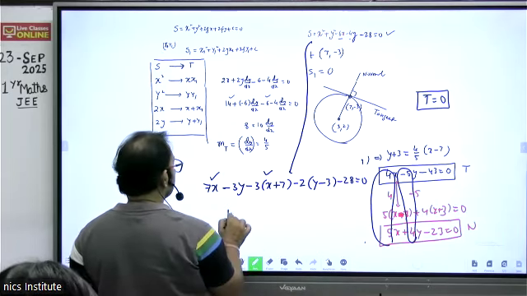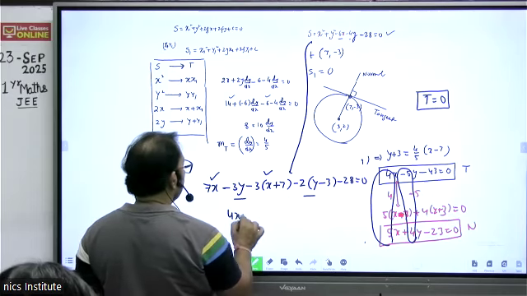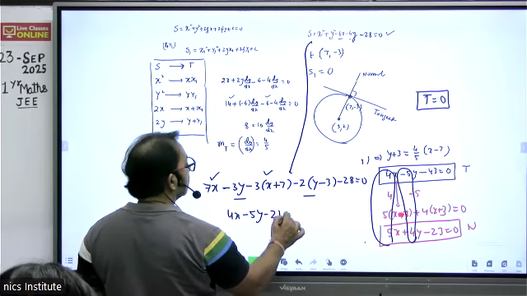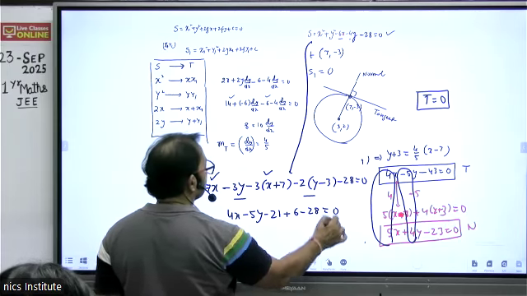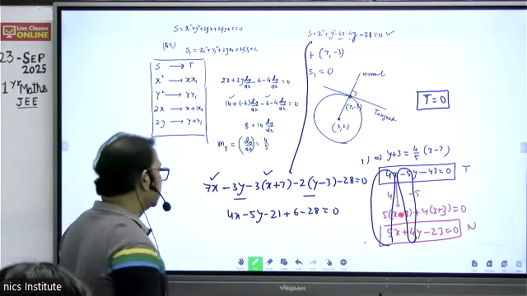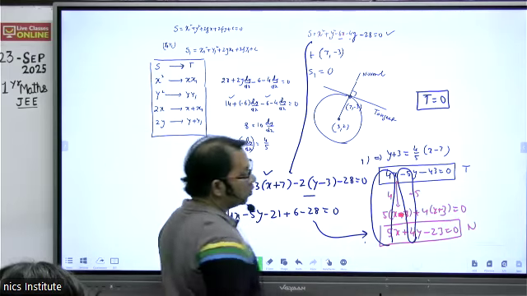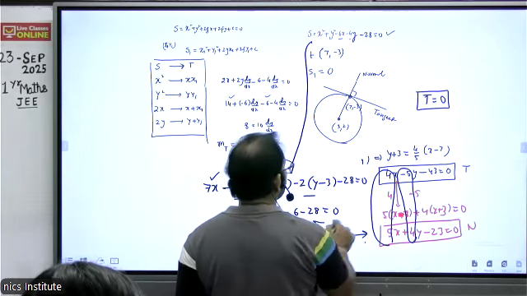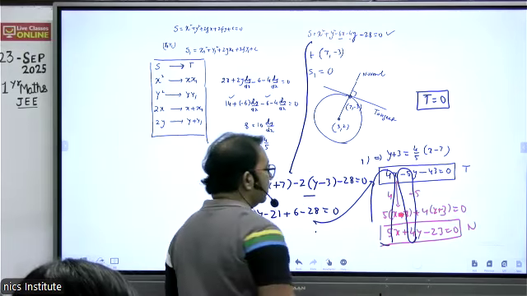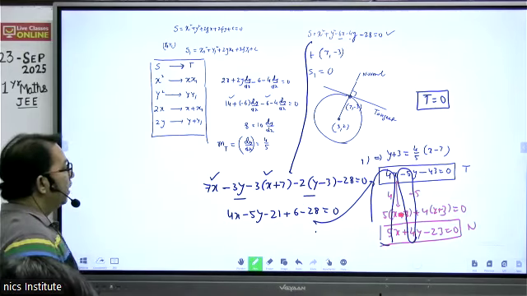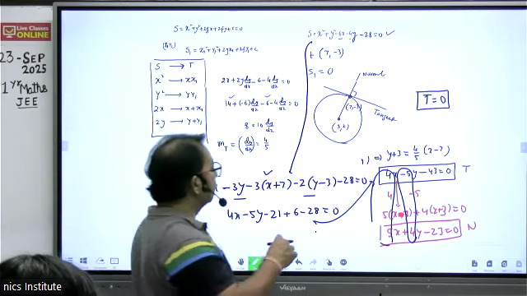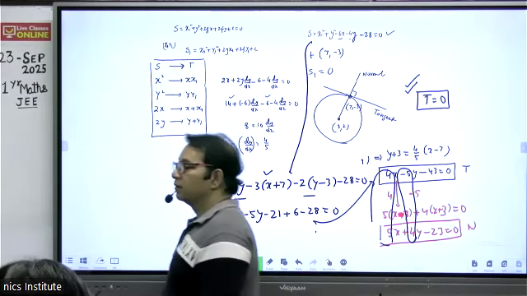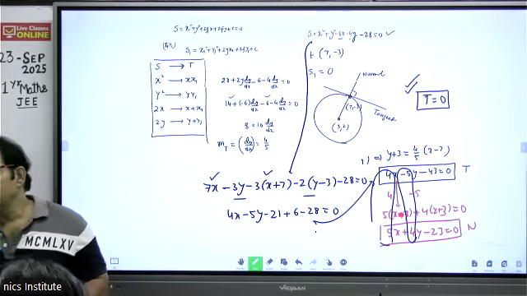7x minus 3x is 4x. Minus 3y minus 2y, minus 5y. Then minus 21 plus 6 minus 28. Same आ रहा है? The answer will be the same. So now you know the shortcut method. हाँ ऊपर वाला. Because नीचे वाला तो वो है ना normal. So whenever you have a conic section and a point lies on the boundary of the conic, then t is equal to 0 always gives you equation of the tangent to the conic. Right?